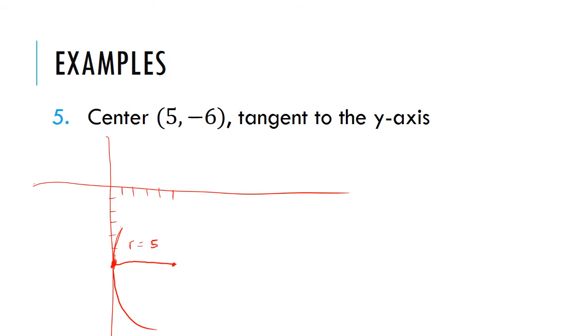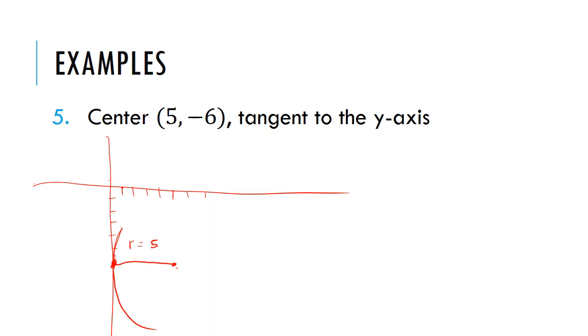The distance from the y-axis is actually the x-coordinate of the center. Right? When we are identifying the x-coordinate, for example here, 1, 2, 3, 4, 5 are actually the distance of this point to the y-axis. So the radius is the distance from the y-axis of the center. So yes, the radius is 5.